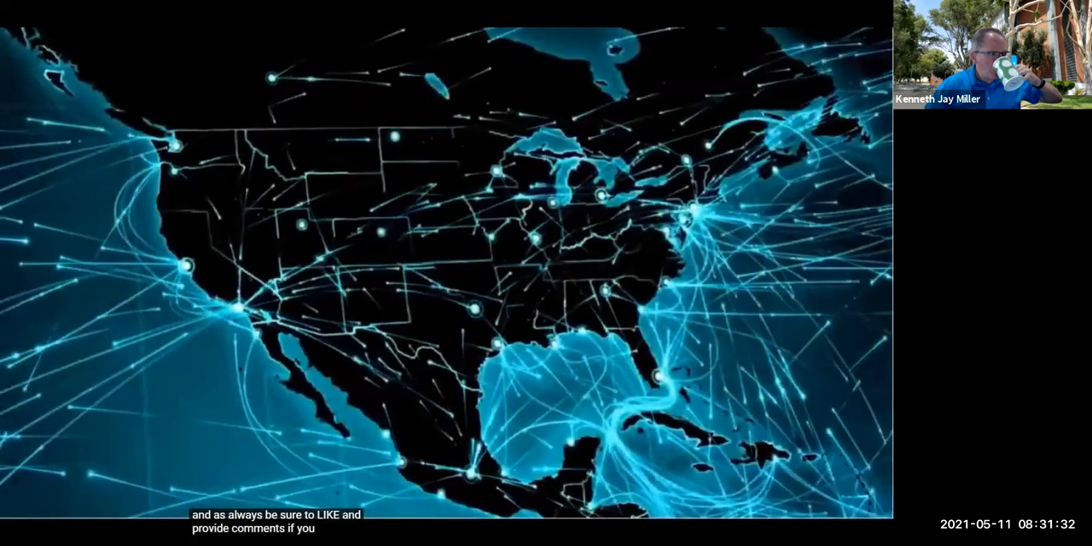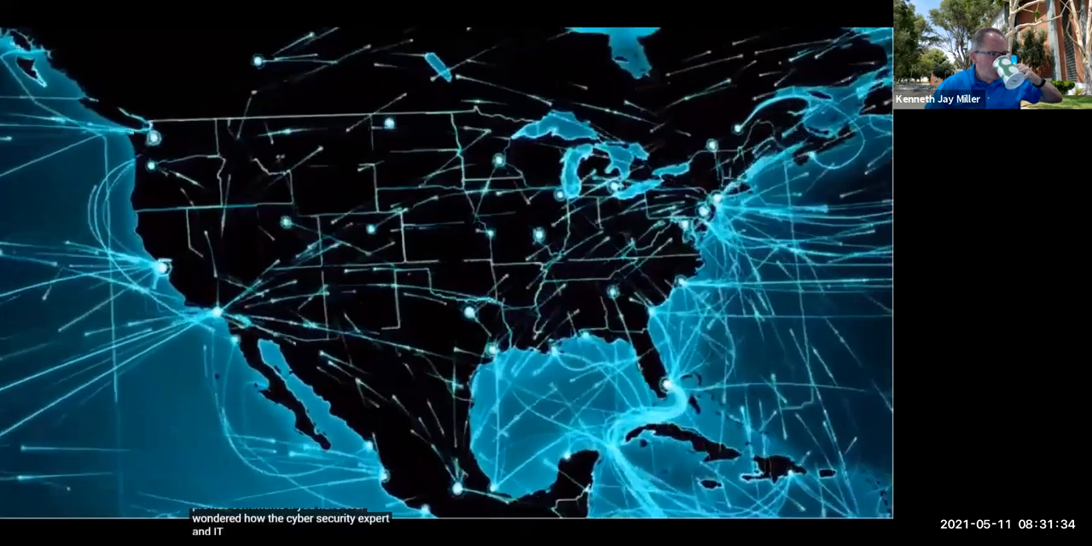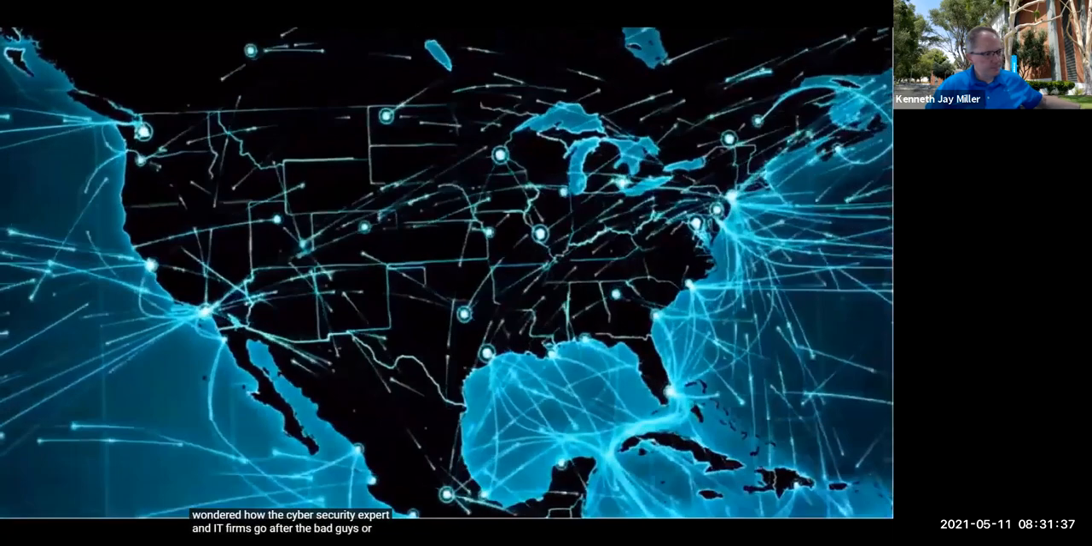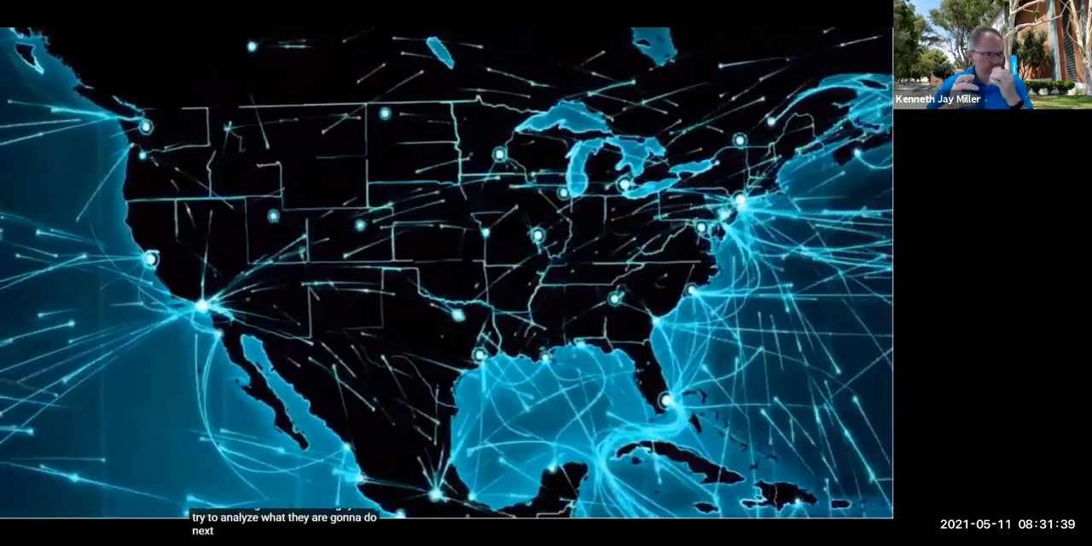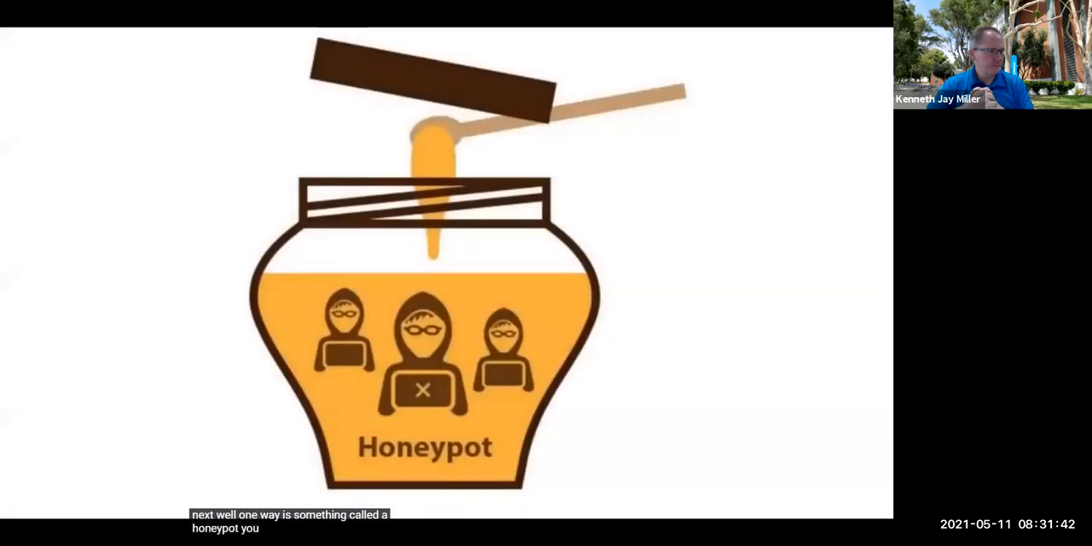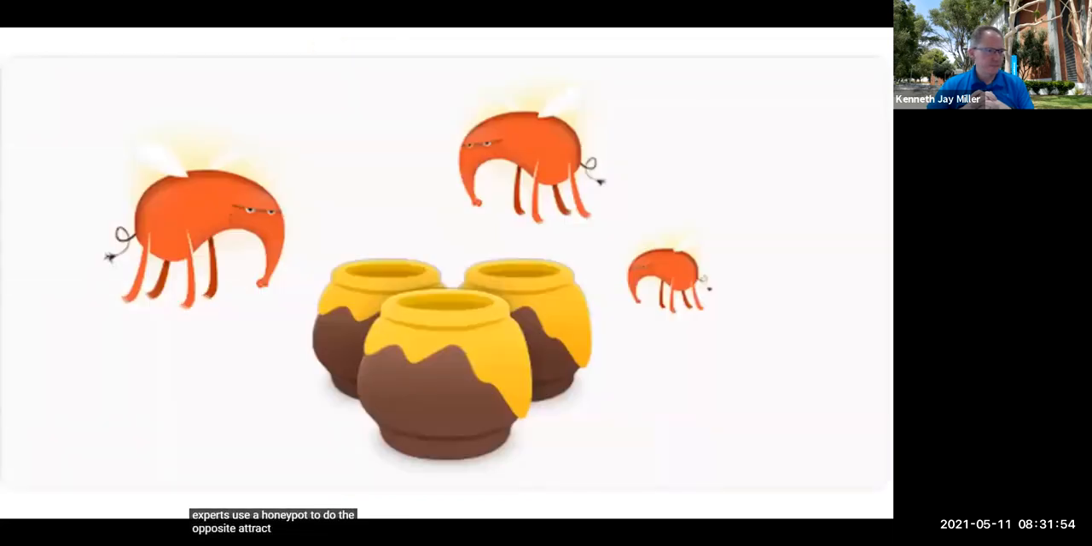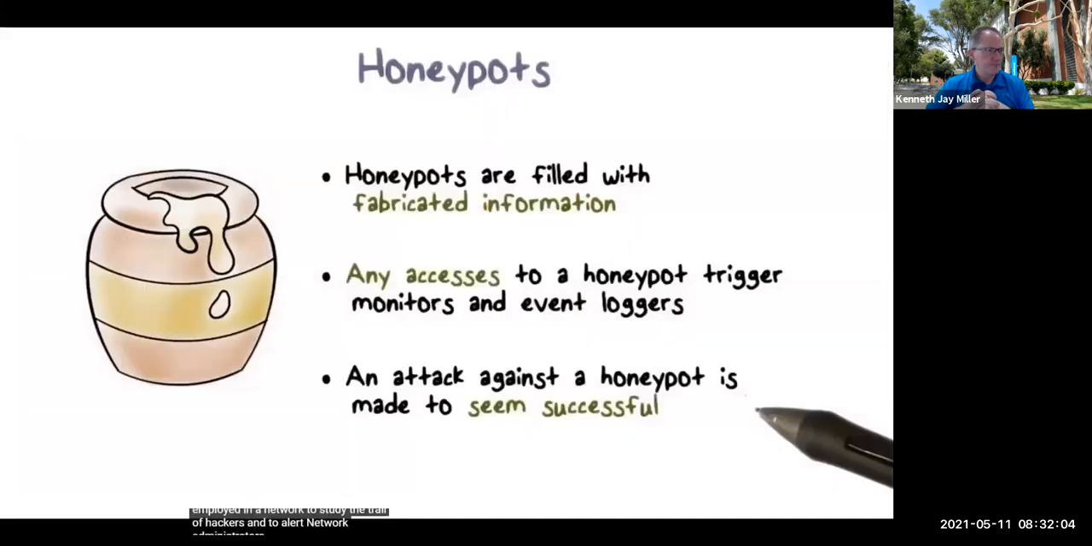If you have ever wondered how the cybersecurity experts and IT firms go after the bad guys or try to analyze what they are going to do next, well, one way is something called a honeypot. You see, in addition to security measures you might expect, such as strengthening a computer network to keep out cyber criminals, the cyber experts use a honeypot to do the opposite, attract the bad guys. Honeypots are closely monitored decoys that are employed in a network to study the trail of hackers and to alert network administrators of possible intrusions.